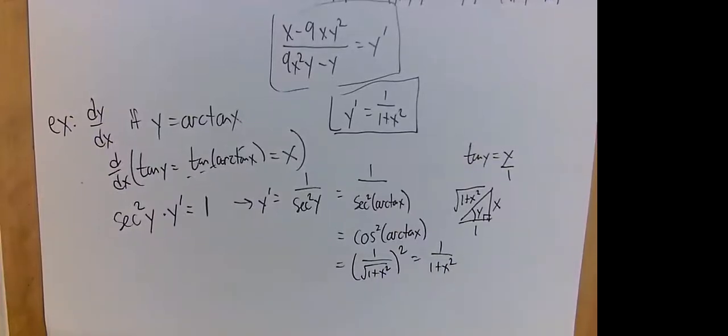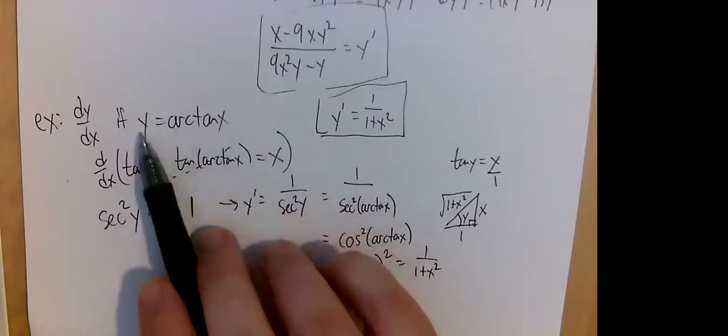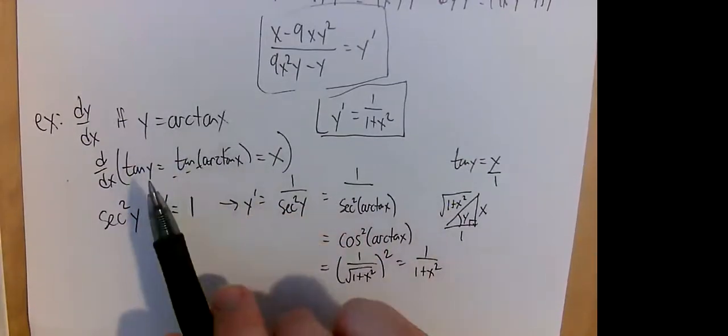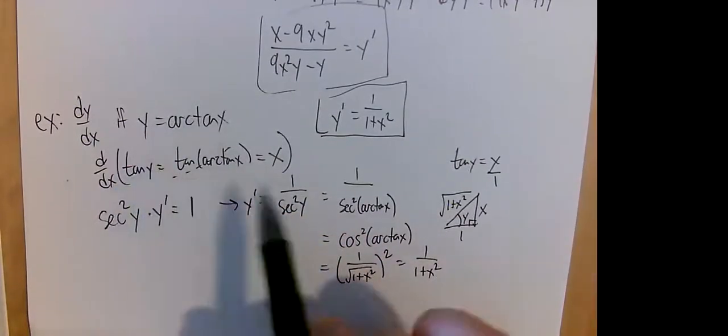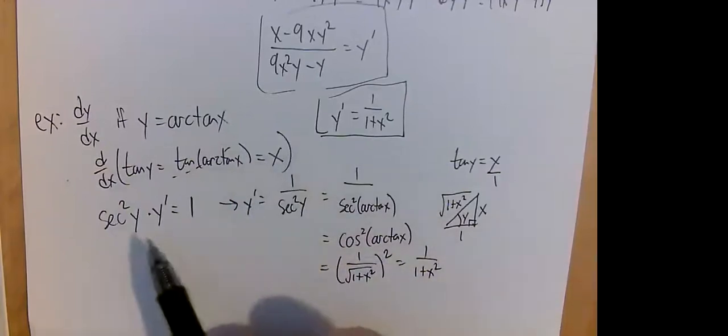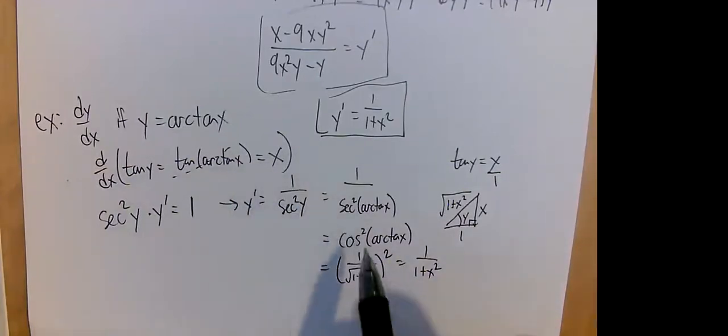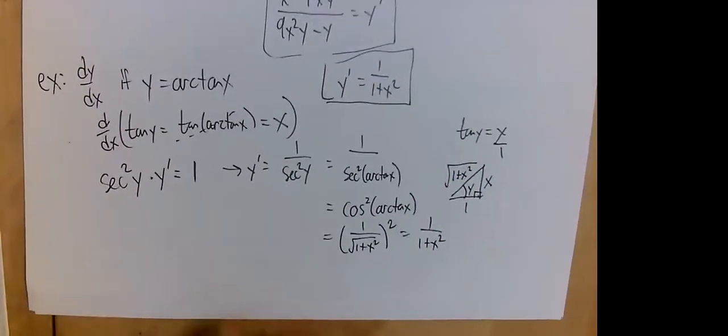So this is sort of another perspective on derivatives of inverse functions. You apply the function to both sides, and you get that function of y is x. You do the derivative here, and then you do some algebra to get your y prime. So this is kind of another way of imagining inverse trig functions.